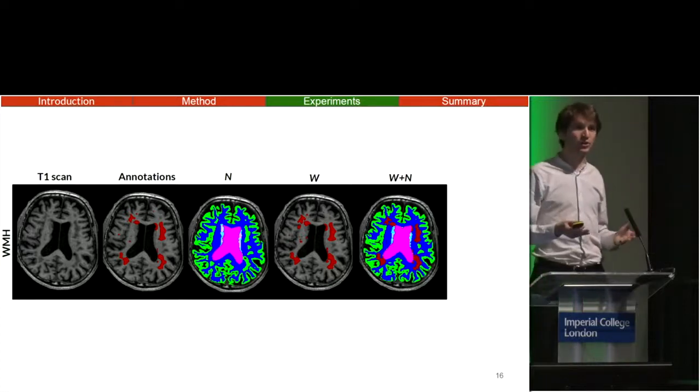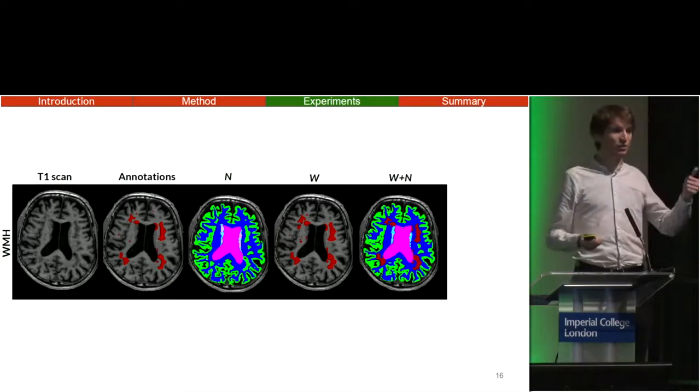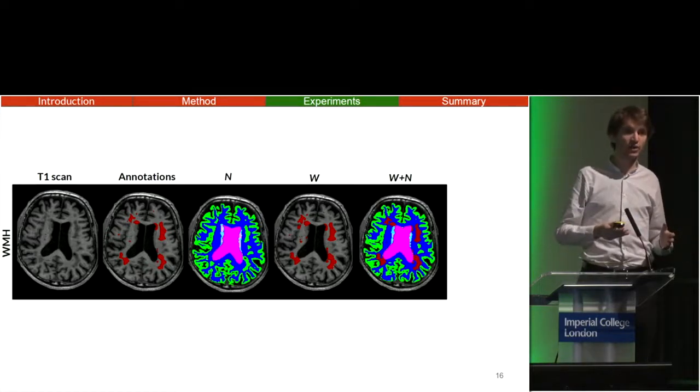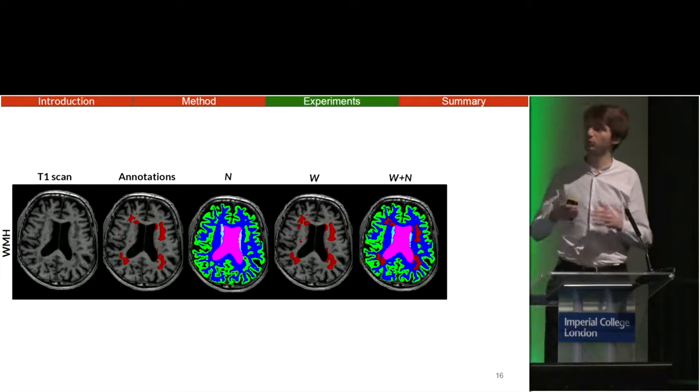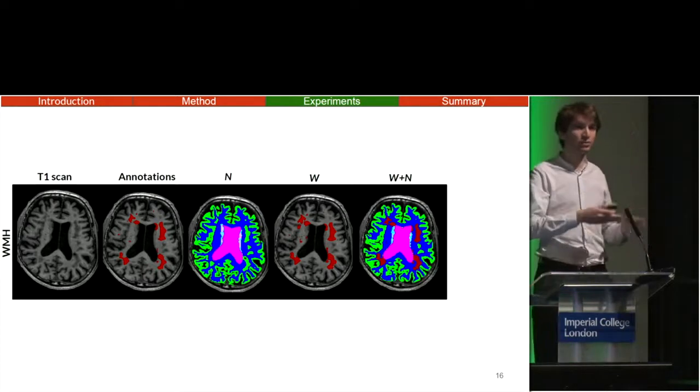And what is particularly interesting here is that the input of this model are the T1 and the FLAIR scans, when the input of these models are only the T1. So it really shows that we preserve the knowledge that we can learn from the T1 scans when the inputs are T1 and FLAIR.